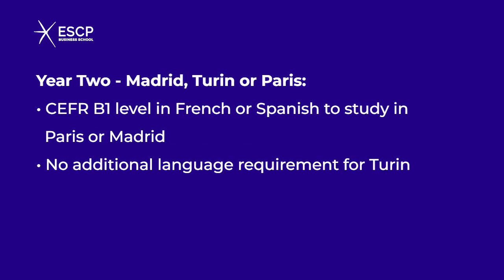In year 2, there is a choice between studying in Paris, Madrid, and Turin. In Paris and Madrid, some of your classes will be taught in French and Spanish respectively. So for that reason, we ask you for B1 level in French or Spanish. And we usually will accept your high school qualification as sufficient proof of this level. In Torino, all classes are taught entirely in English with no additional language requirement.